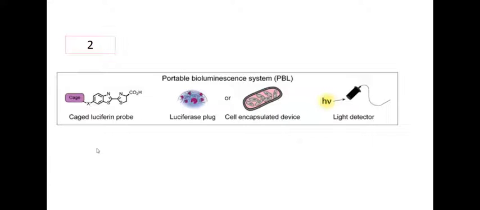In PBL, there are three main components. First, a caged luciferin probe that releases free luciferin. Next, a luciferase biodegradable plug or a cell encapsulating device with luciferase expressing cells that produces light proportionally to the amount of released luciferin. And finally, a sensitive portable light detector for signal quantification.